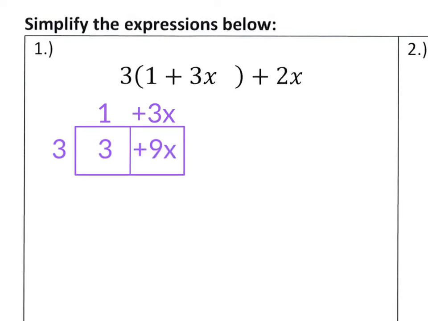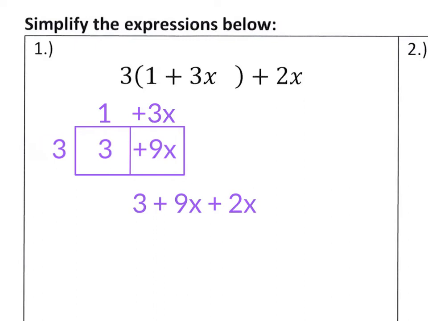And remember, I like to put that plus 9x just to remind me that it's a positive. It helps me so that I don't lose negatives. If I have a negative answer, I don't want to lose that negative. So now I just rewrote what was in my area model, the answer that we got from multiplying, but then I still see this plus 2x. I haven't done anything with that yet. So that plus 2x needs to come into my expression.